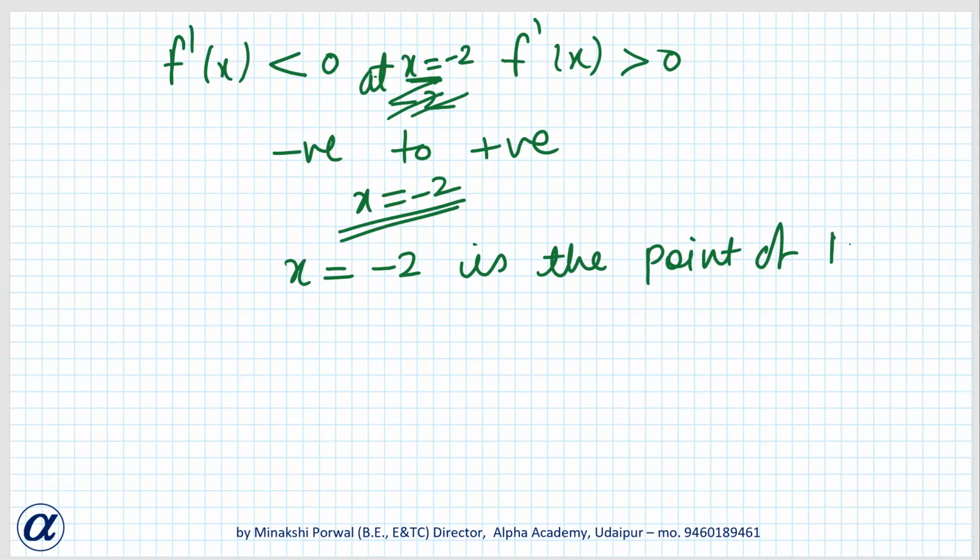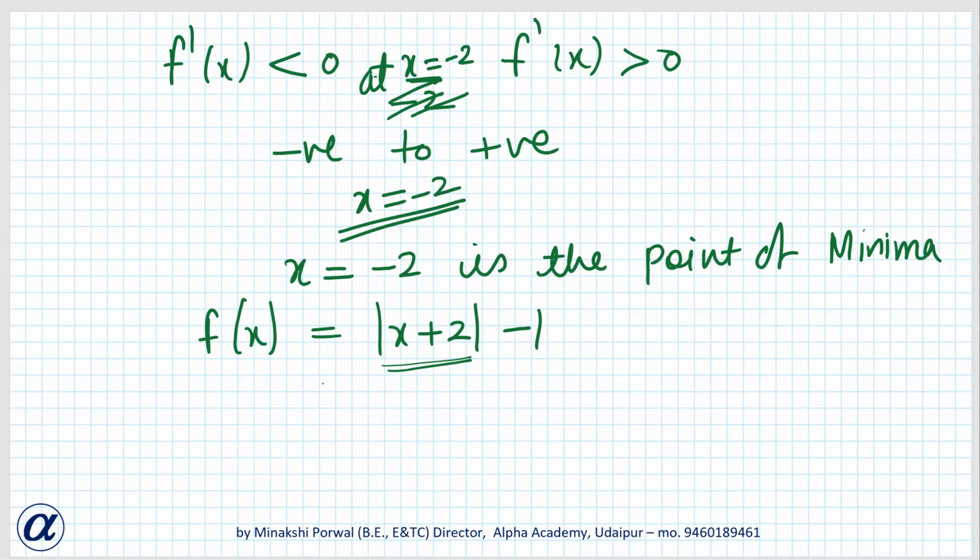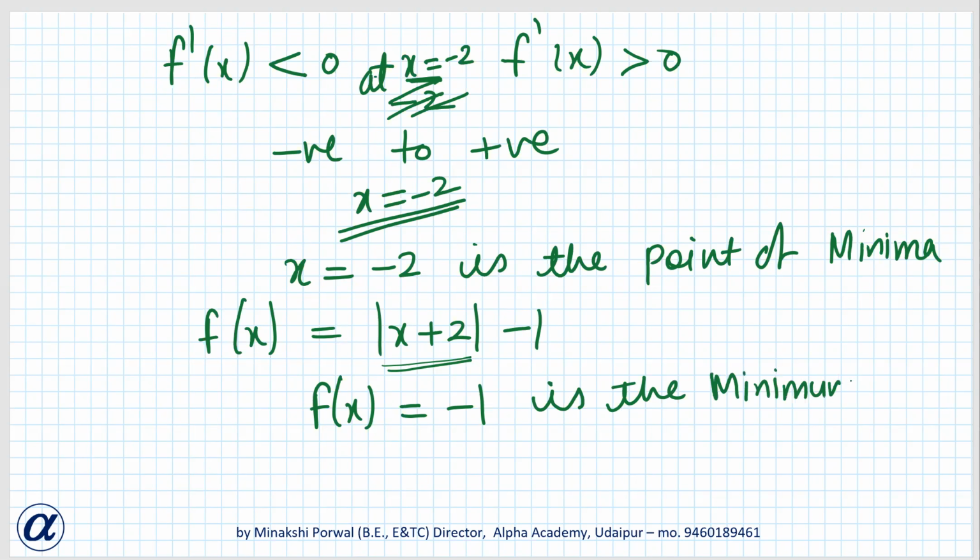Point of minima. Okay. Now, what is the value of this function at x equals to -2? So we'll substitute in the function x plus 2 minus 1. If we substitute -2 here, this will become 0. So f(x) equals to -1 is the minimum value of the function, and it occurs at x equals to -2.